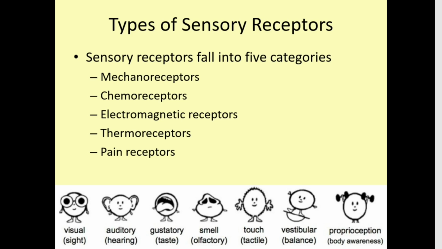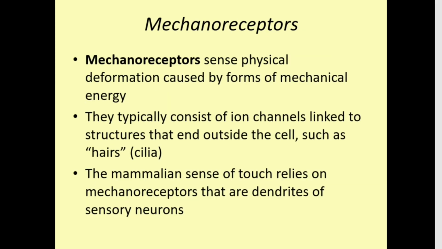So what are the types of sensory receptors that we get then? Well, there are 5 main categories, and we're going to go through these one by one. So there are mechanoreceptors, chemoreceptors, electromagnetic receptors, thermoreceptors, and pain receptors. And between them, they cover our 7 main sensory systems. So we obviously have visual for sight, auditory for hearing, gustatory refers to taste, smell is olfactory, touch is tactile, vestibular is what enables balance, and then the proprioception, which is body awareness. So let's go through the 5 main types of receptor then.